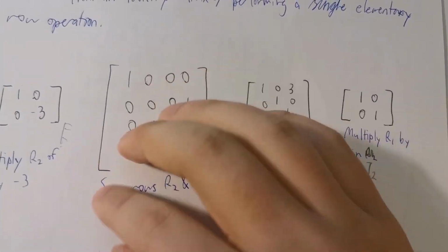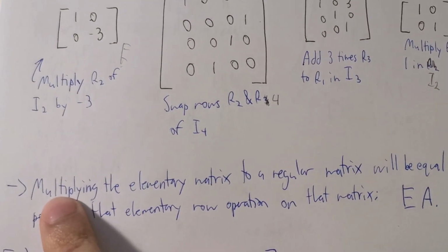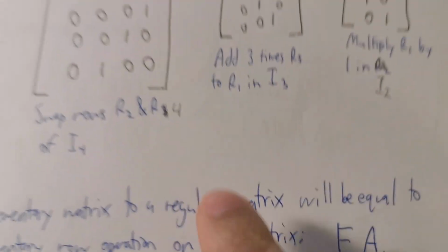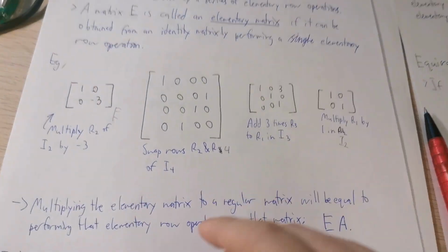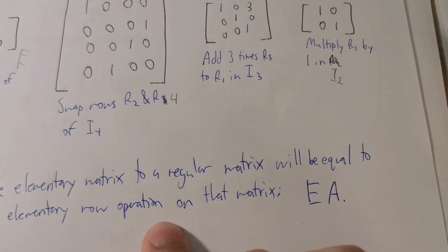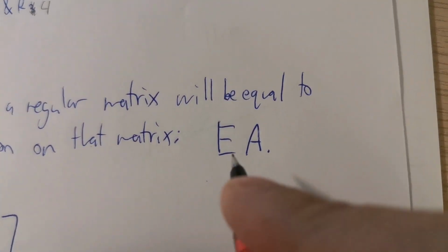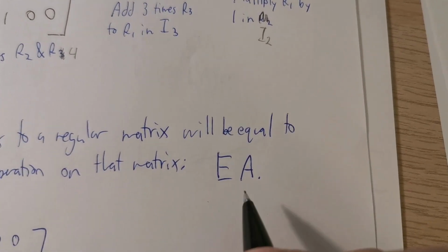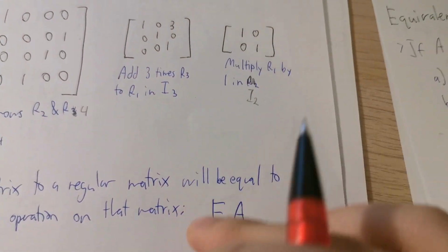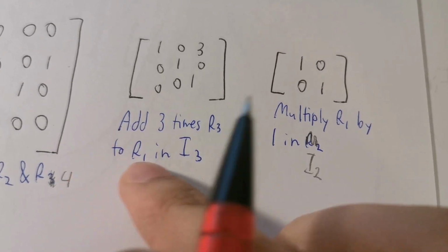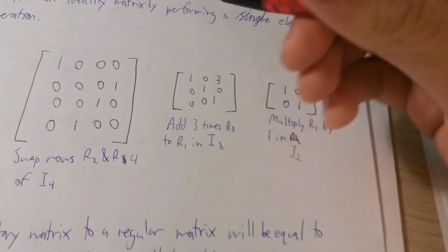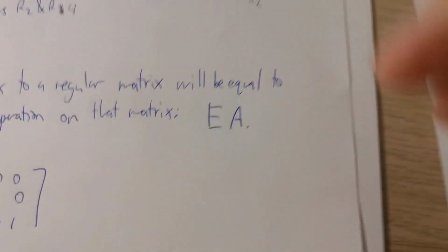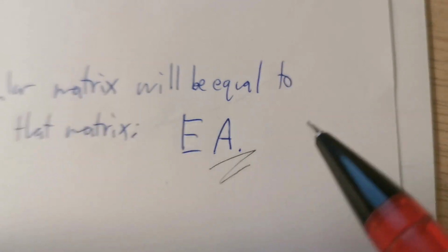And you might be wondering, what the heck is this for? Well, in theory, if you multiply any of these elementary matrices to a regular matrix, the result will be equal to performing that elementary row operation on that matrix. So if you have EA where A is a regular matrix and E is something like this, add 3 times R3 to R1 in the identity matrix, it will be as if you added 3 times the third row to the first row in A. So that's how that works.